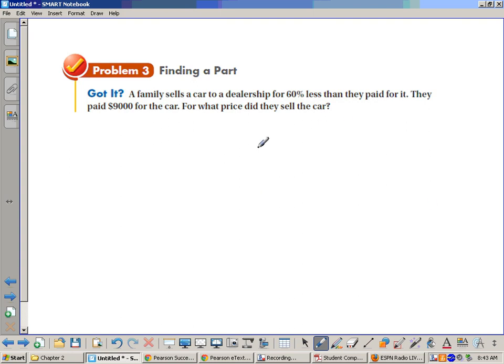In this situation, we're going to be working with a family who is selling a car to a dealership. They're going to sell it for 60% less than what they already paid. They originally paid $9,000 for it. We have to find what price they actually sold it for. There's a couple ways to do this. Well, we know that we have 60%. Let me get that down here a little lower. We know we have 60%.